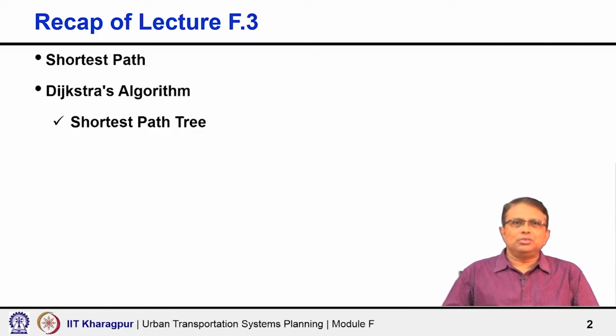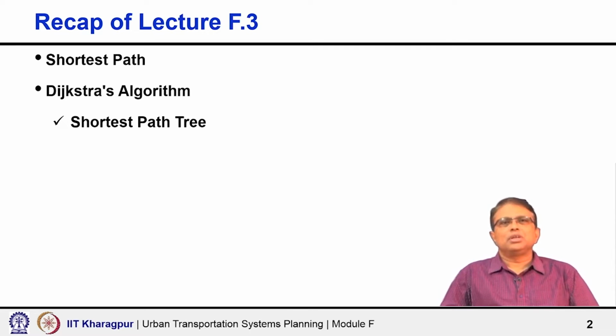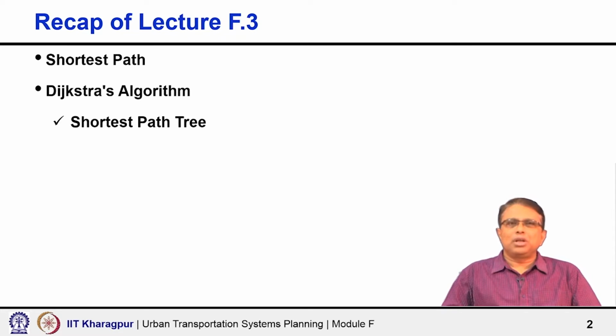In Lecture 3, we said why we need to identify shortest path in the context of traffic assignment, and then one very popular algorithm, which is known as Dijkstra's algorithm, that we discussed. I also took an example of a network and explained to you step by step how you can apply Dijkstra's algorithm to find out the shortest path from one home node to all other home nodes.